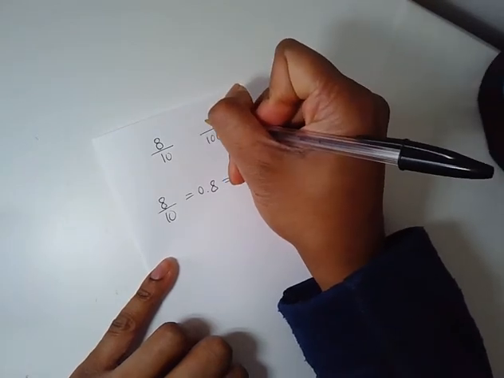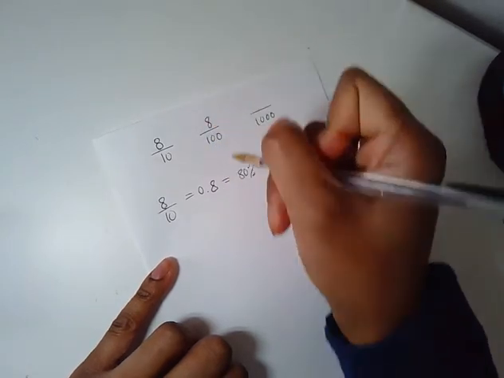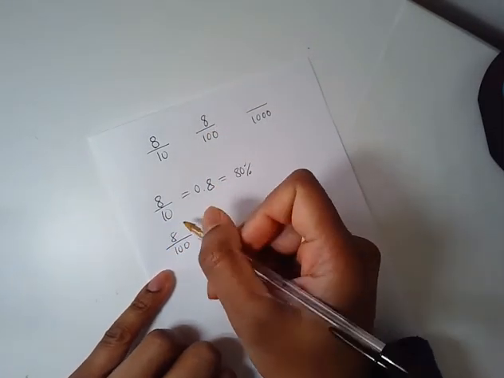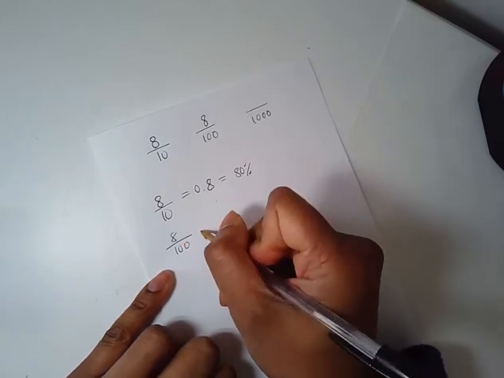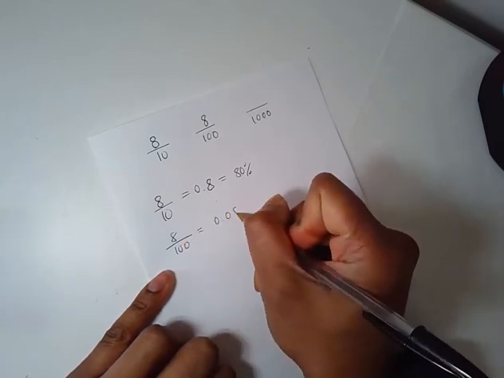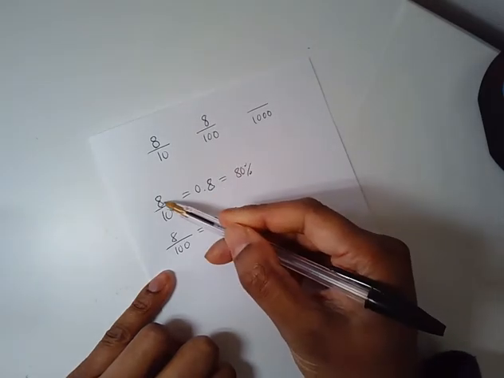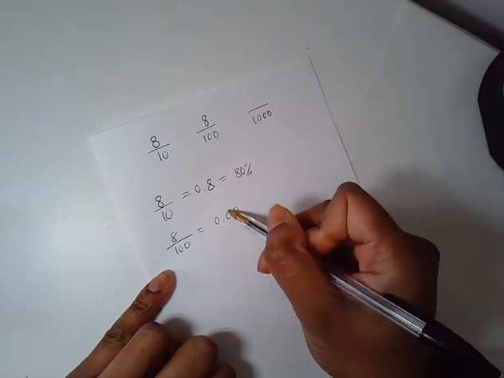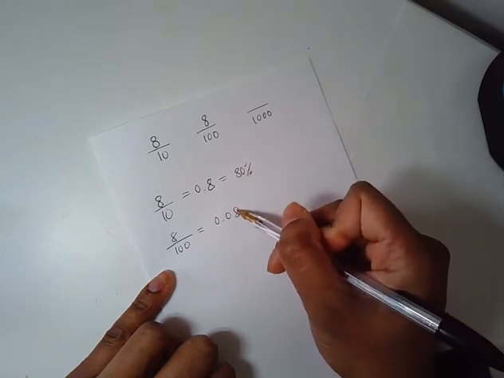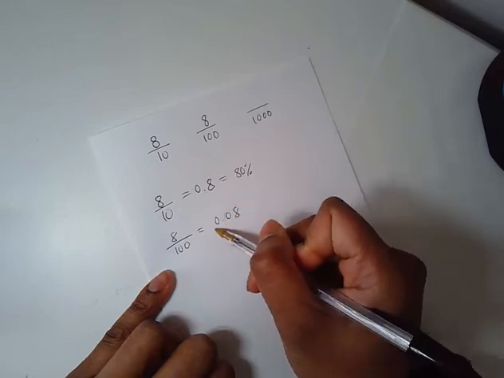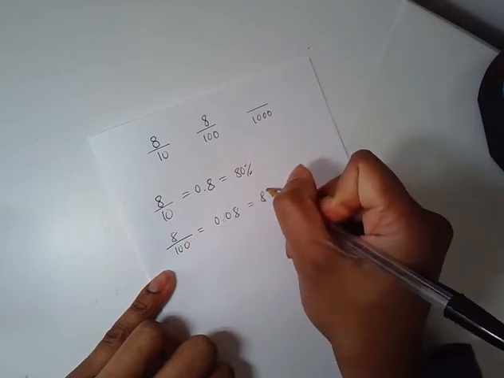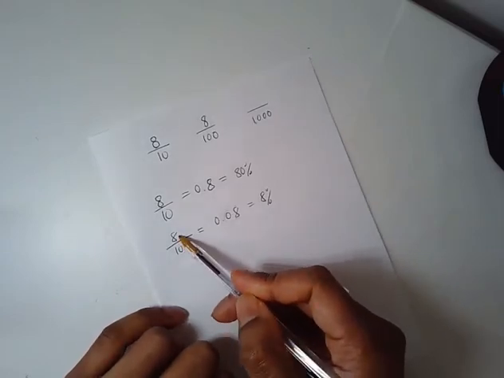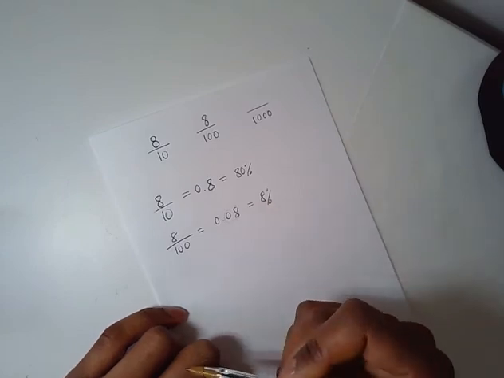Now, what if you had something like this? 8 out of 100, 8 hundredths. 8 hundredths, quite a small fraction. That is actually 0.08. Look at the difference between this question and this question, and look at the decimals here. That's your tenths column, that's your hundredths column. That's 8 hundredths, which is 8%. So let's say somebody gets 8 out of 100 in an exam, 8 out of 100 marks. That's only 8%.